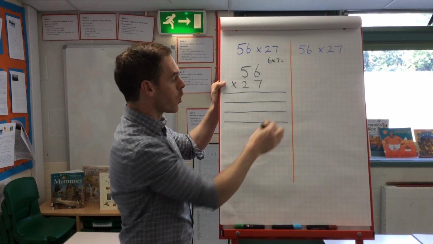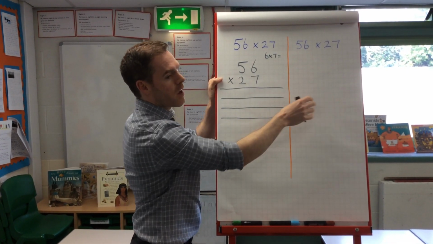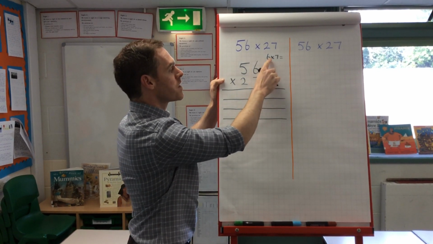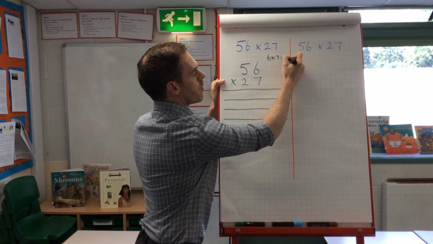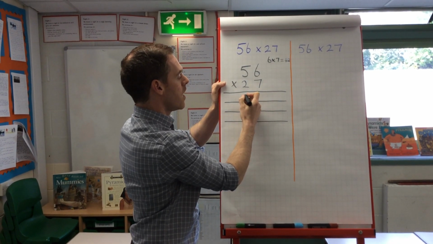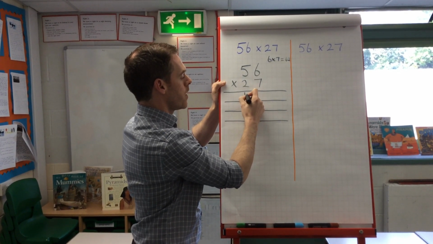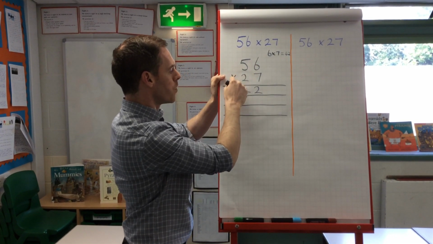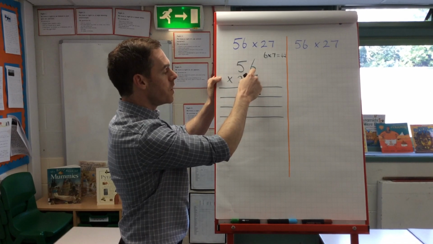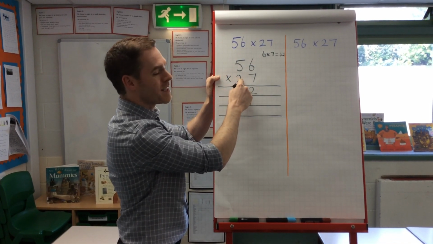Now if you didn't know that, you could do your list. I'm going to do the list for the second one and not for this one. 6 groups of 7 is of course 42. So I'm going to write that there, and I'm going to put that in as my first bit of the answer, 42. So I've done 6 groups of 7, and I now need to do 6 groups of 20.